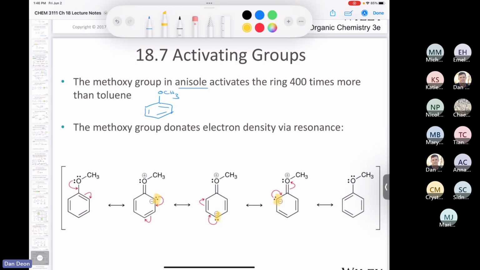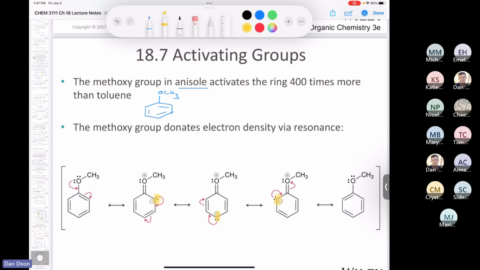Because what's in a nucleophile is something that's going to donate electrons, right? So it renders it a really powerful nucleophile. That's one of the reasons why it's so reactive, okay? And that's really the only reason you would need to know. So now the question becomes, we know that it reacts faster than toluene, faster than benzene.